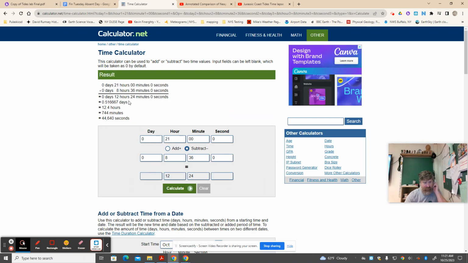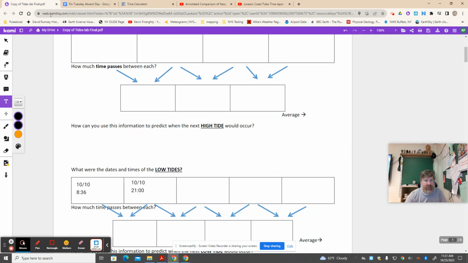Here's why this is going to be easiest. 12 hours and 24 minutes is correct, but since we have to do averages in a minute, I'm really going to say that having that number right there is going to make your life the easiest. So that answer is 12.4 hours. So from 8:36 till 21, 12.4 hours pass.